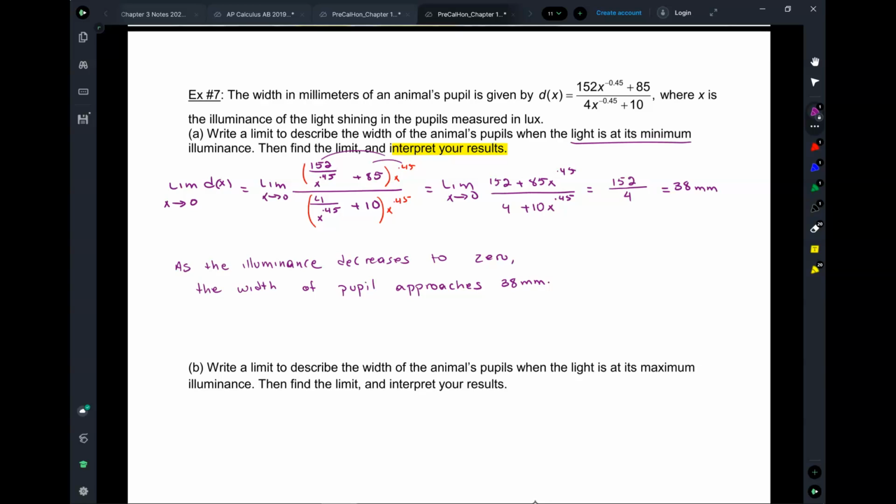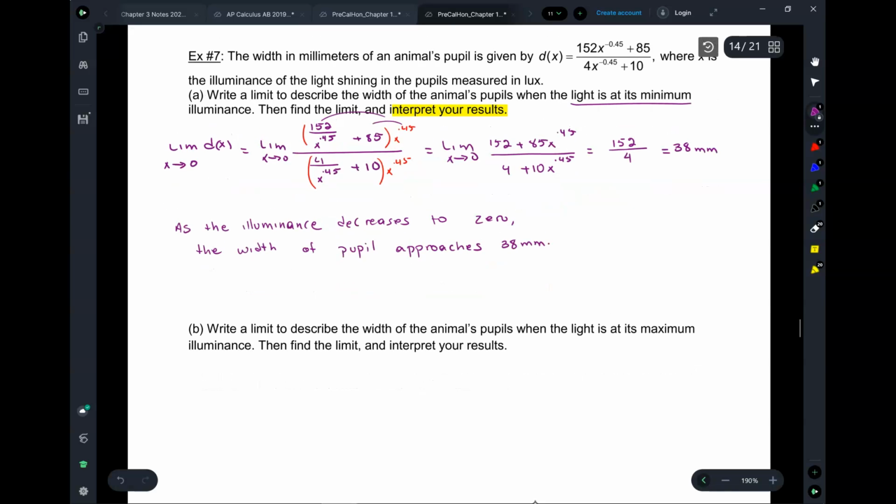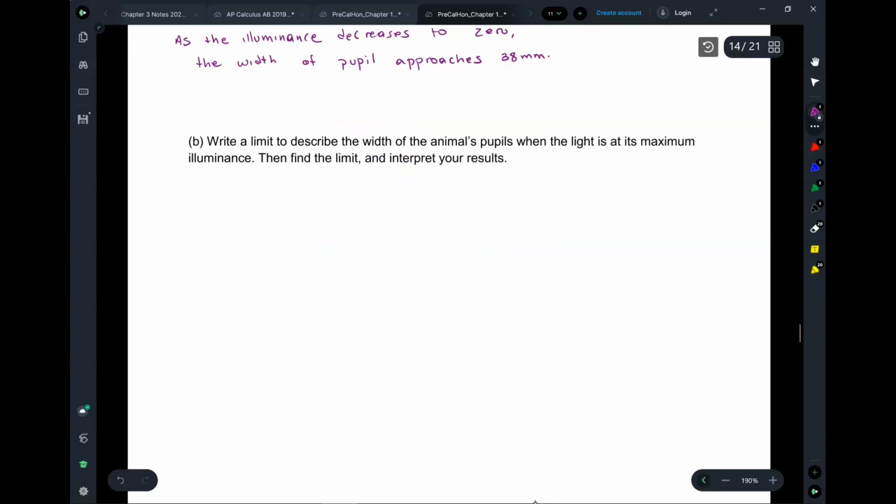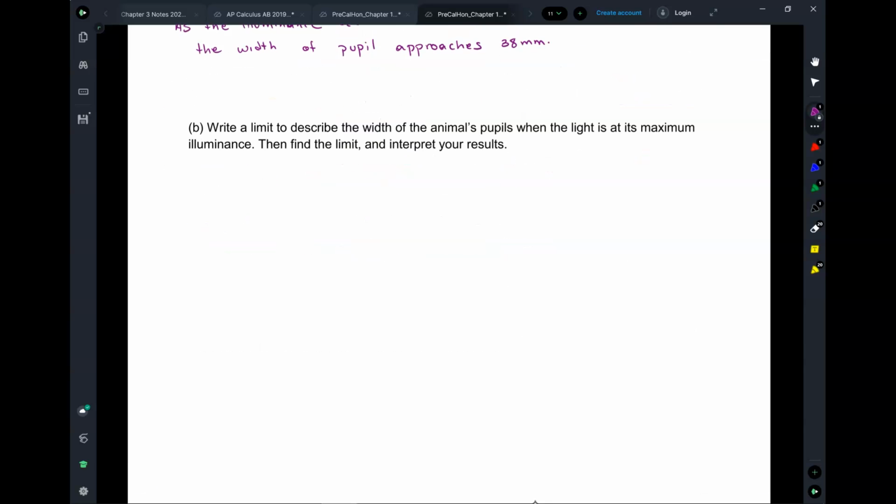You have to define all your pronouns. Try not to use pronouns when it comes to these things. This is one of the things we train you as we prepare you for AP Calc or even regular Calc. We try to not use pronouns. So never say "it goes up." No, f of x increases. Never say "it goes down." No, the illuminance decreases. Okay. So write a limit to describe the width of the animal's pupils when the light is at its maximum.